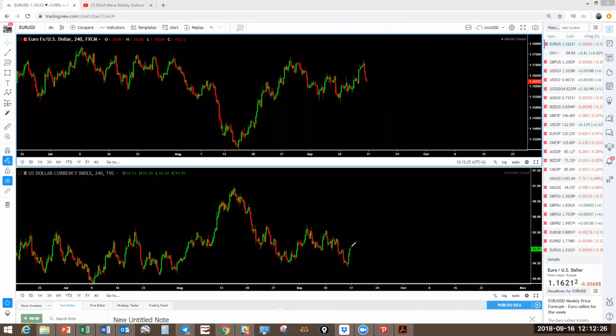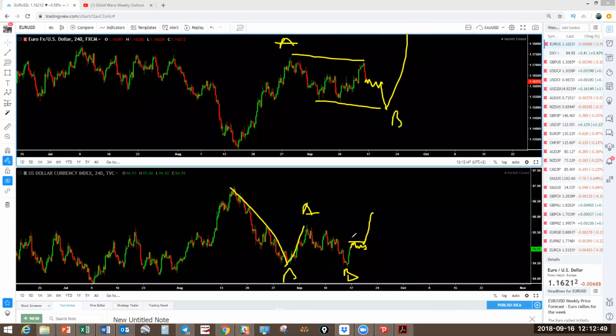So wait for this to start correcting here. You'll be looking for this move. All of that will be an A, B, and then looking for a C. This will be an A, B, and you'll be looking for a C. So here you'll be looking for an A, B, and a C. This internal one here is actually this one. Let's just clean it up.